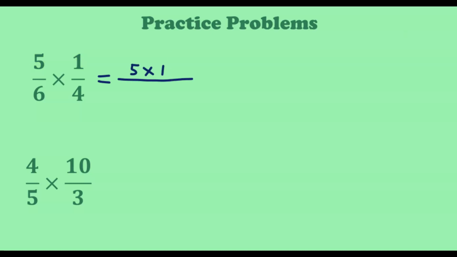Next, we need to multiply the denominators of the original two fractions. The denominators are the numbers on the bottom. So in this case, the denominators are 6 and 4. So we're going to multiply these two numbers and write that in the denominator of the product. So this is what we get. So we end up with 5 times 1, which is 5, divided by 6 times 4, which is 24. And so this is our required answer. 5 over 6 times 1 over 4 is equal to 5 over 24.